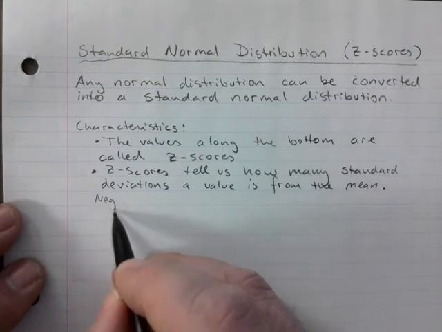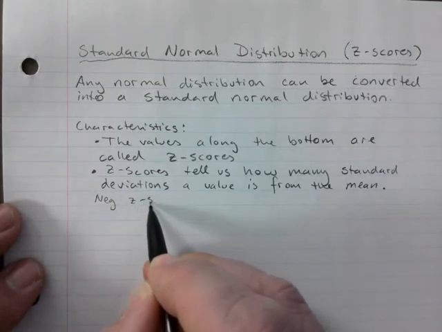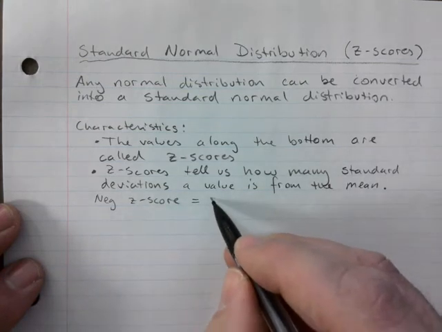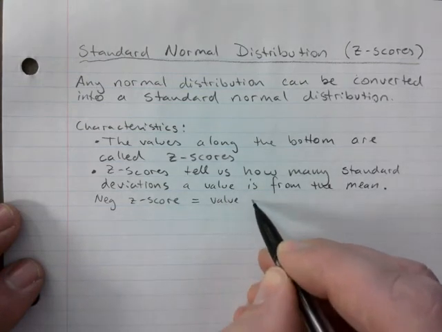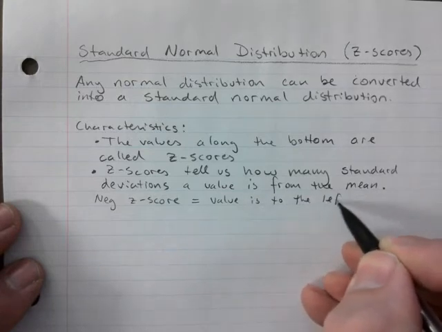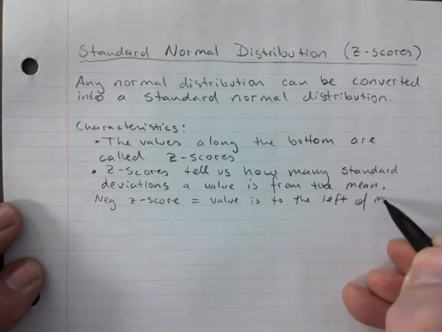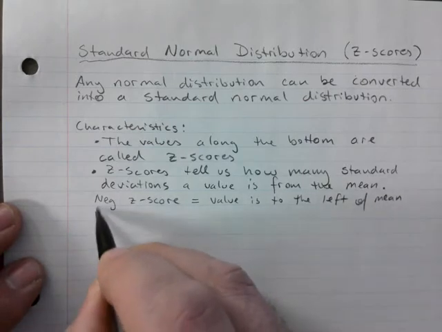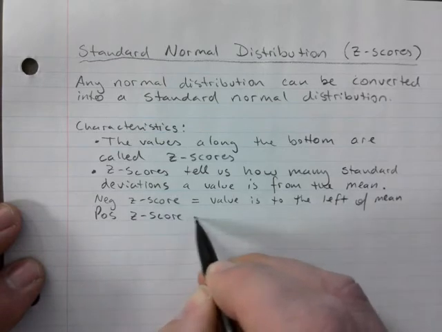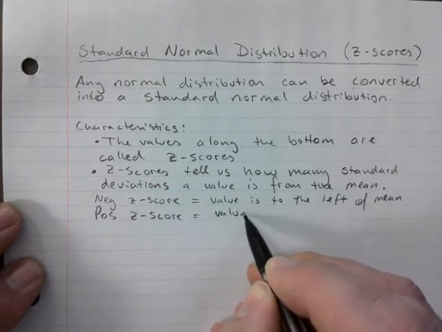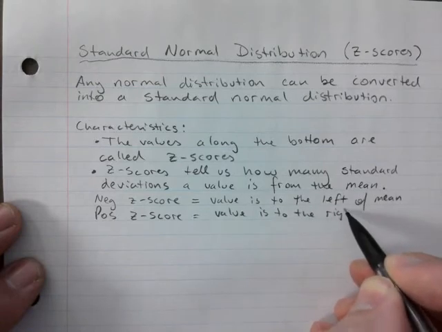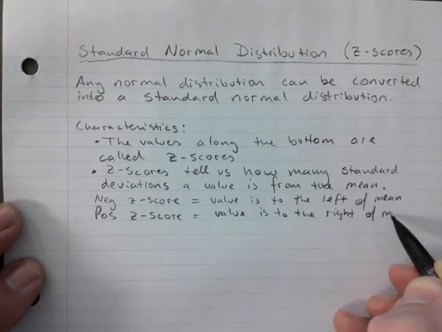Negative z-score means the value is to the left of the mean. Positive z-score, the value is to the right of the mean.